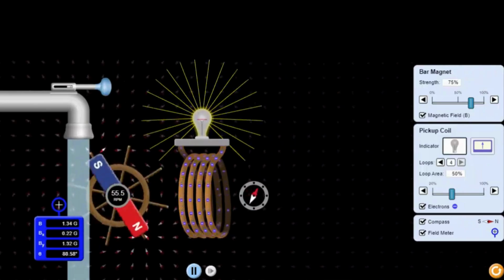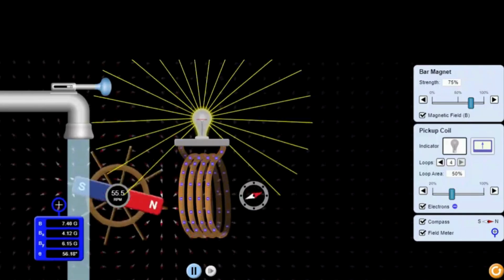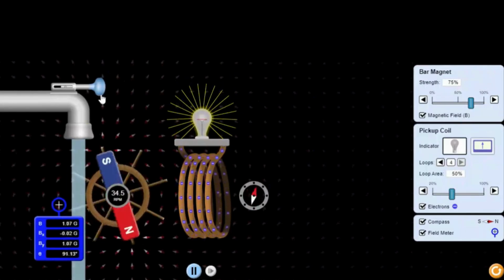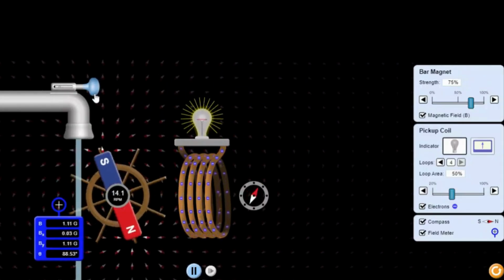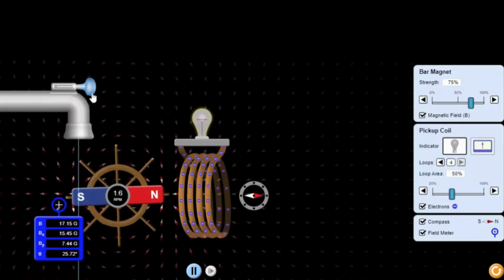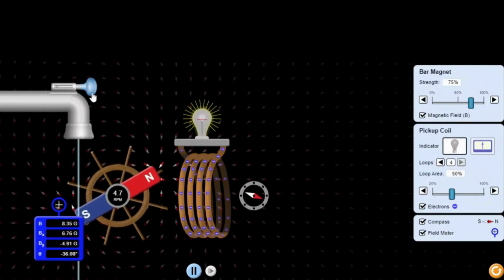2. Water tap. The water tap controls the flow of water, which in turn moves the magnet. By adjusting the tap, students can vary the speed and direction of the magnet's movement, affecting the strength and direction of the induced current.